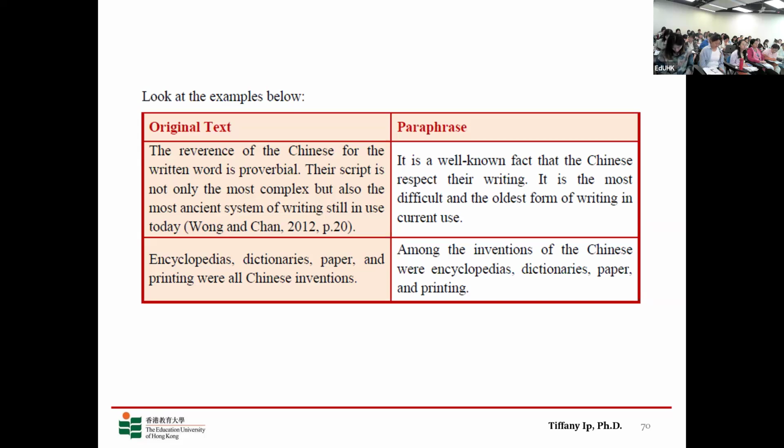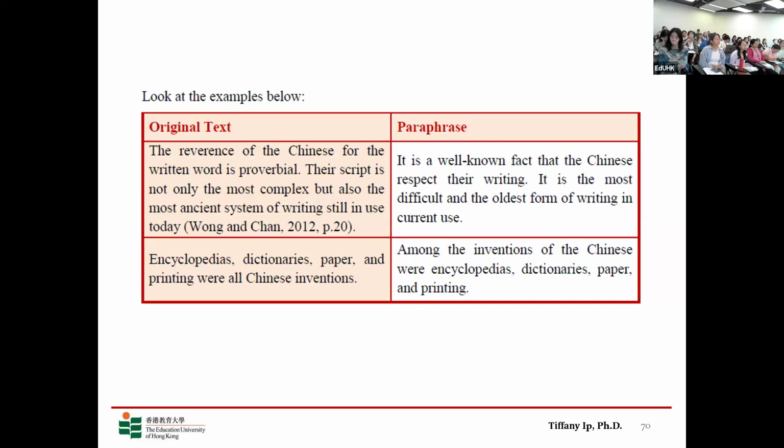So you can say it is a well-known fact, or I can even simply say it is well-known that, right? So it is well-known that the Chinese, or here you can add the Chinese people, right? And then respect their writing. Here the word respect is actually used as a verb. Yeah, so that is why the structure can be so different. It's not the respect of, but then they respect their writing. Instead of written word, we change it to writing.